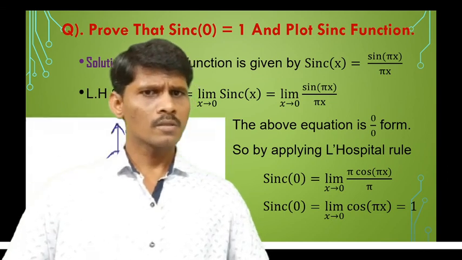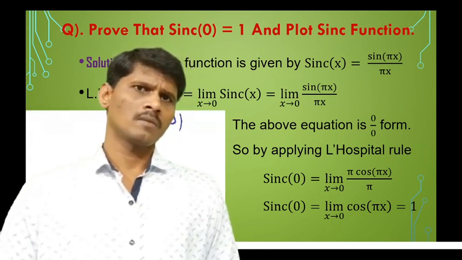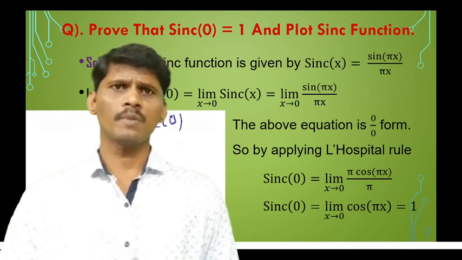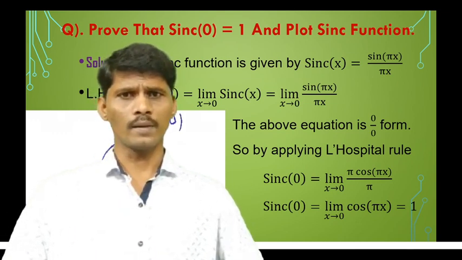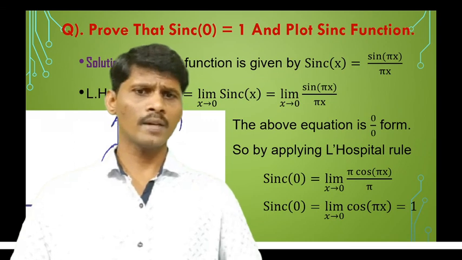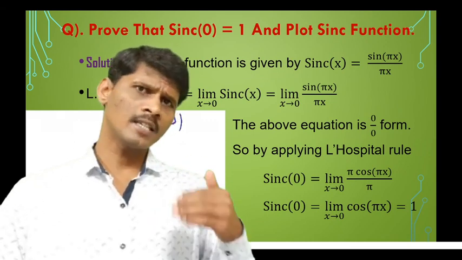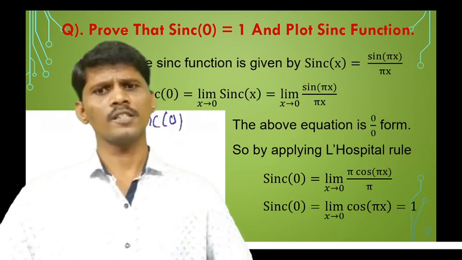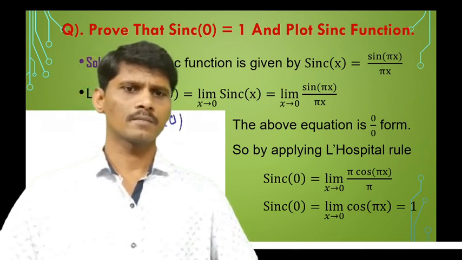And what is this waveform? At the origin, it has a maximum value. What is that maximum value? 1. And for the remaining values of x, it decreases drastically. So this is the plot of the sinc function. Thank you.